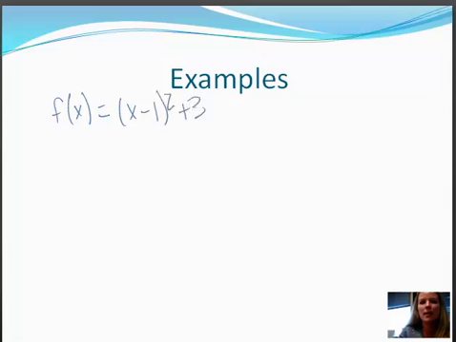So this is the parent function. I'm going to draw it as dotted because that means that's our original function. Now to translate this, the minus 1 tells me I'm going to go to the right 1. This plus 3 tells me I'm going to go up 3.